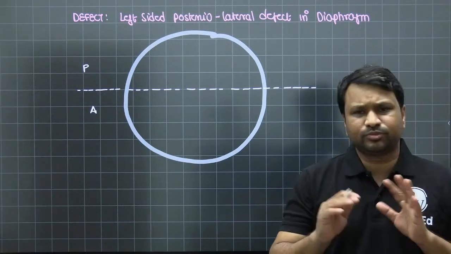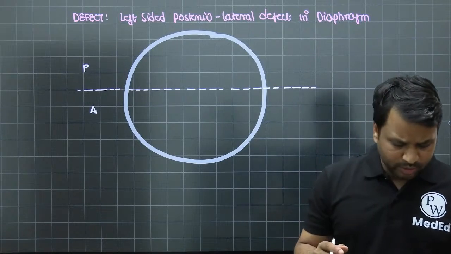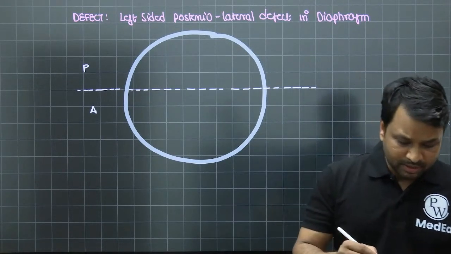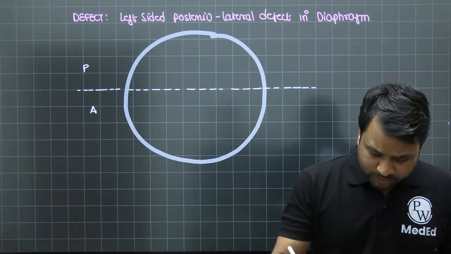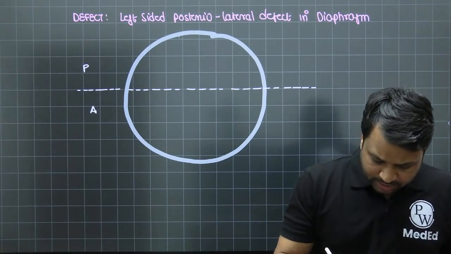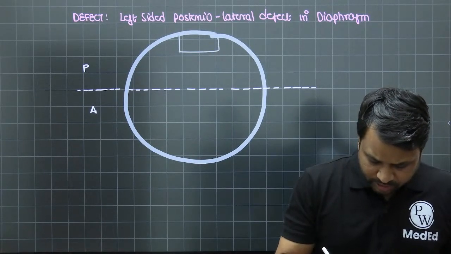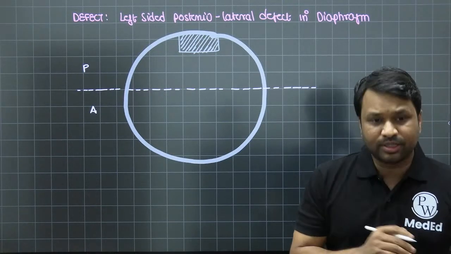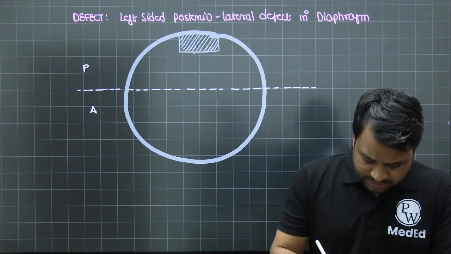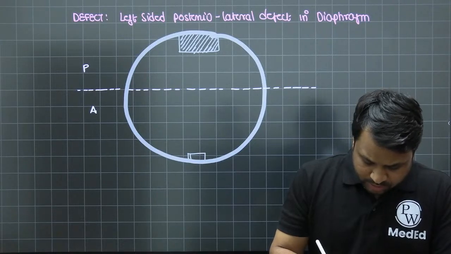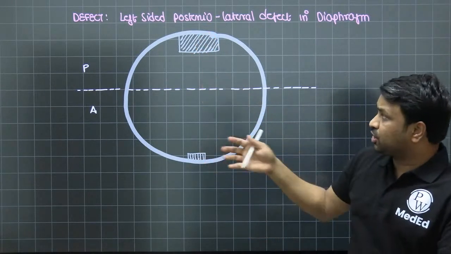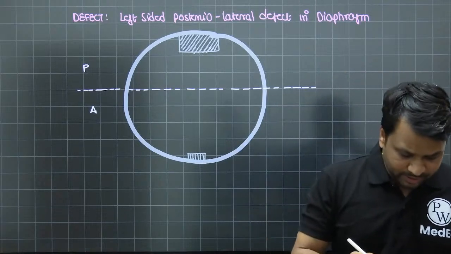So when you talk about the various structures that can actually pass through the diaphragm, the posterior most structure that you can see here is going to be the vertebra. For the sake of orientation, I'm going to depict the vertebra here. Let's say this is going to be your sternum. So your vertebra is in the posterior aspect, and the sternum is on the anterior aspect.